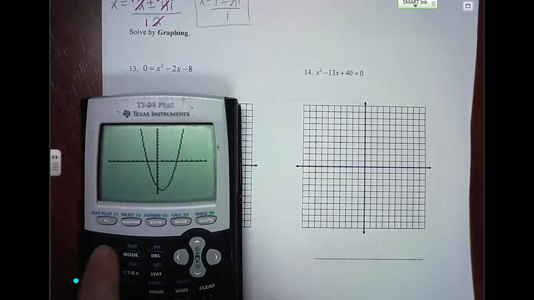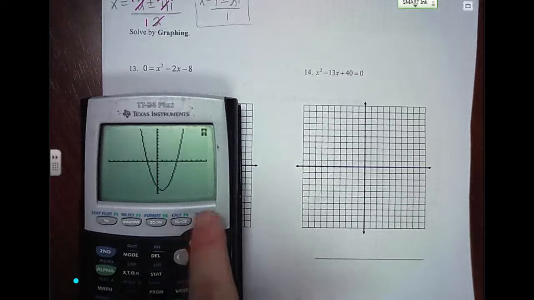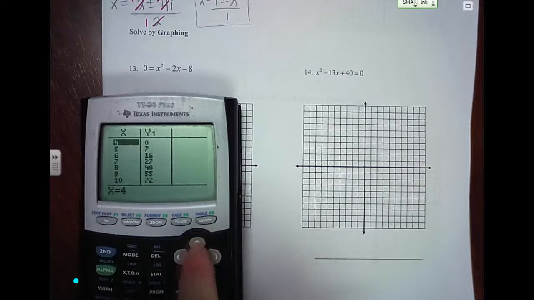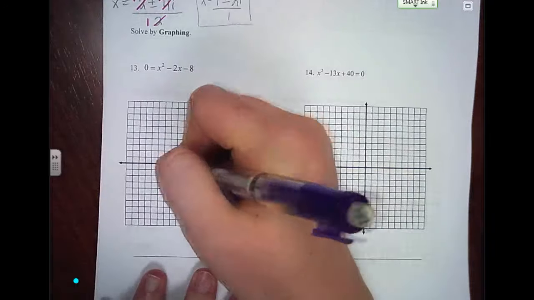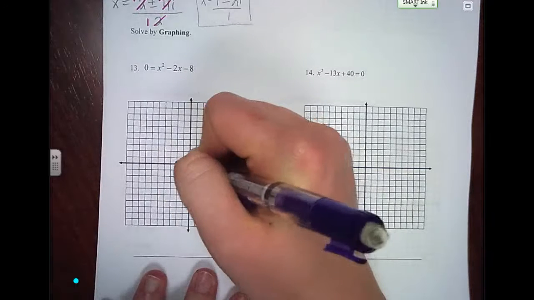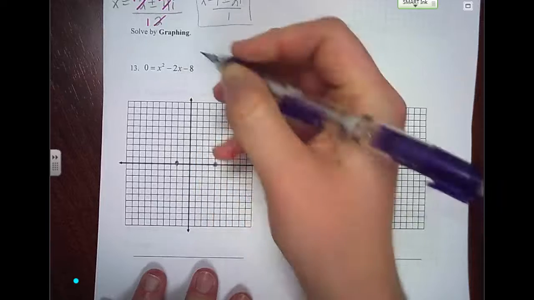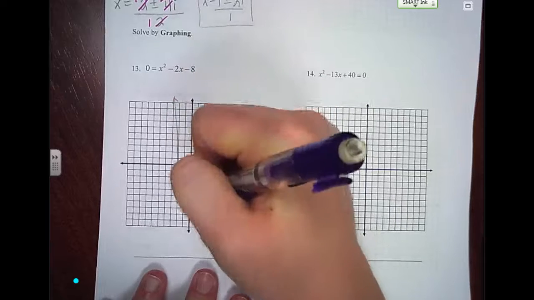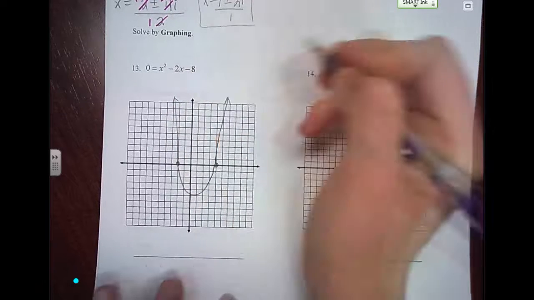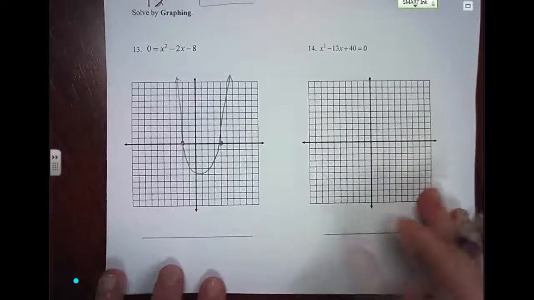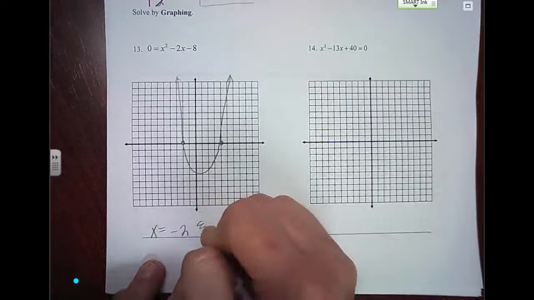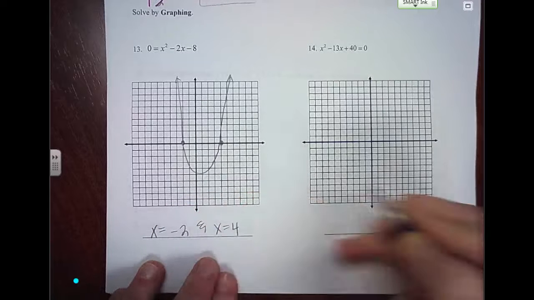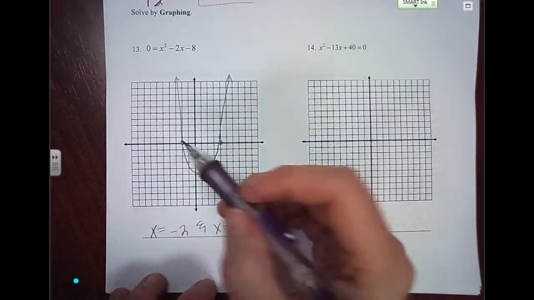So I press second, and then I press graph. So 4, 0, that one's good, and then I want to check -2, 0, so that works. So I'm going to graph that, -2, 1, 2, 3, and 4. Sketch your parabola. And then we write our answers. Because I'm solving, I want to know what does x equal. So I say x equals -2 and x equals +4. And that's it. But make sure I see your graph.